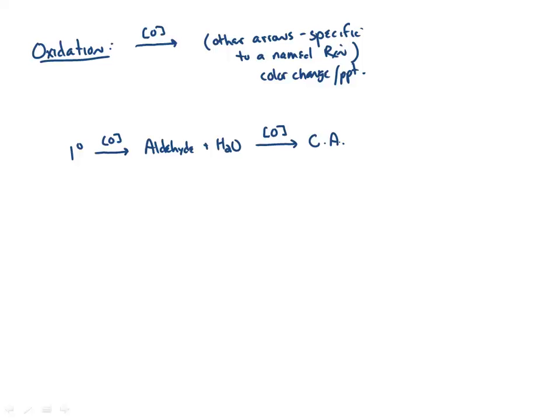And the idea is that for every primary one, we can also do something for the secondary. And what changes is that instead of making an aldehyde, I'm going to make a ketone plus water. And we'll find that if I try to oxidize a ketone, I can't. And so we're going to have a series of no reactions for some of these things.